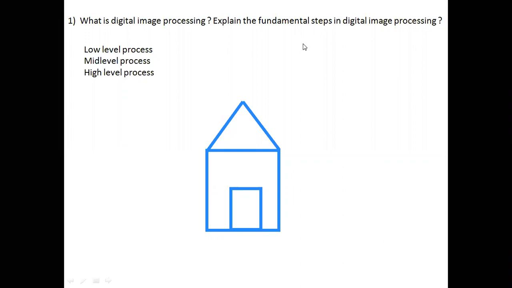In case of low level processing, the input is an image and the output is also an image. The next one is middle level processing. In case of middle level processing, the input would be an image. After processing, the output would be attributes of an image.